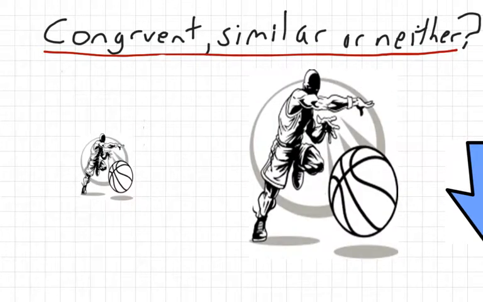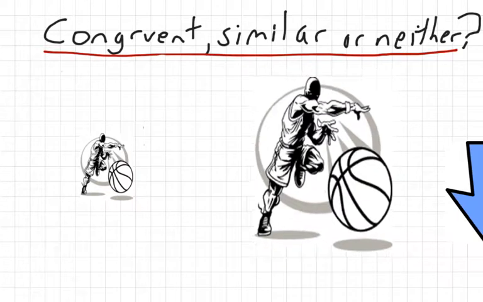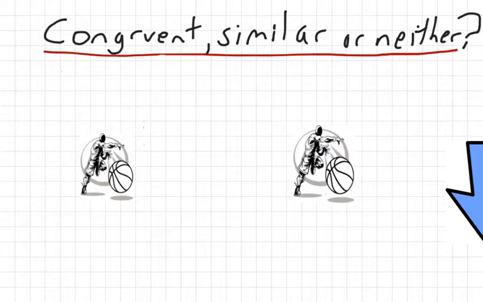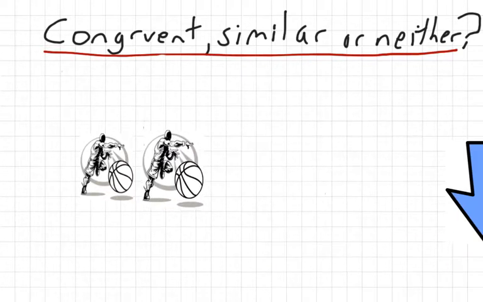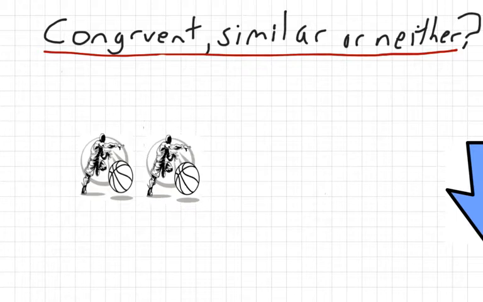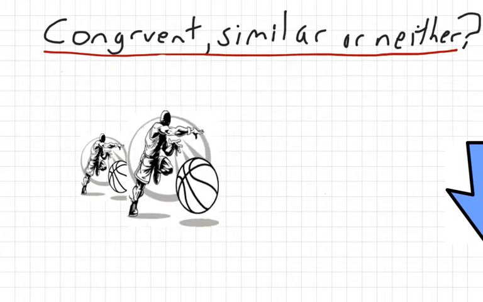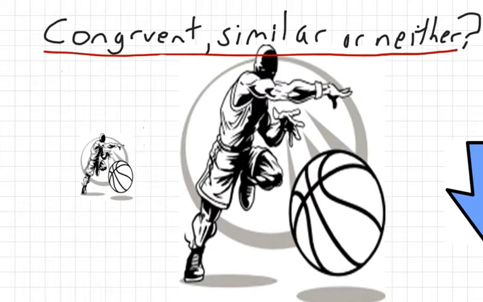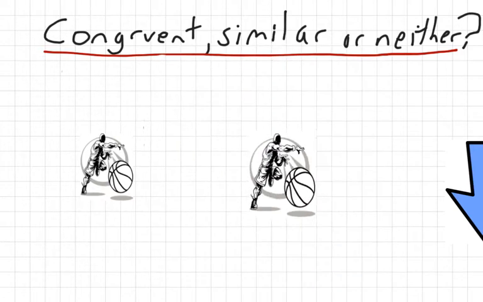And just for fun, how are these two basketball players related? Hopefully you said they are similar. And see, I can scale that one down and you can see that they are the exact same shape. So they're the same figures, just one is bigger than the other. Pretty cool, huh?